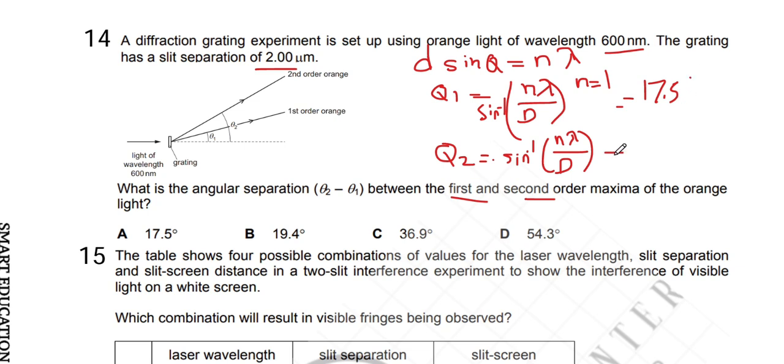And for the second one, the n value should be 2, and the rest is the same. The wavelength should be the same, 600. It's in nanometers, so you have to convert it, and the d value is also given. If you find it out, it would be 36.9, and just subtract them. Your answer should be B.